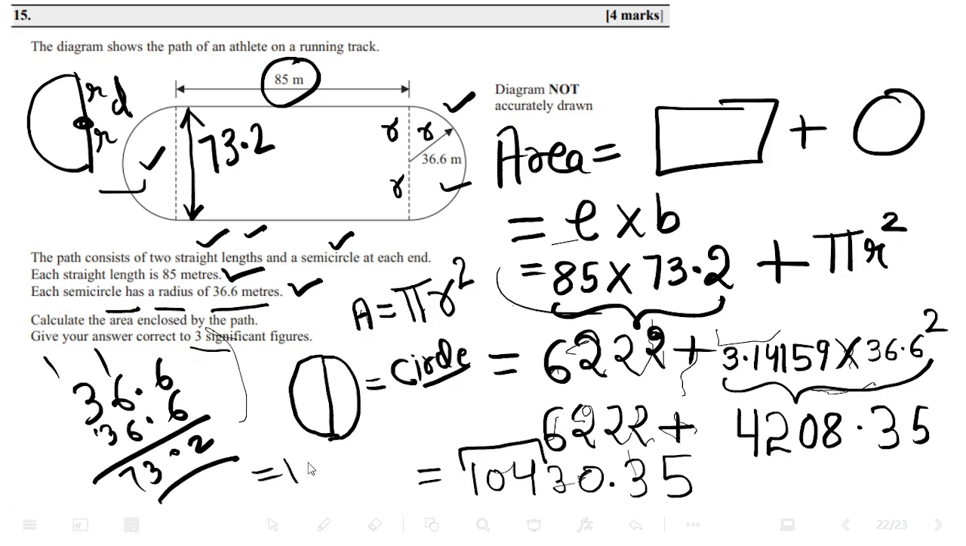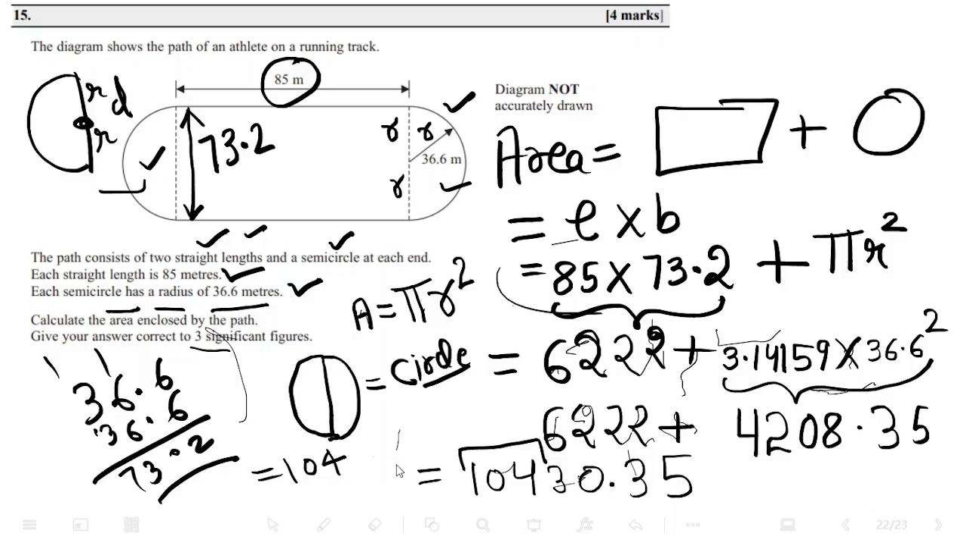Wait, are we on the 15th question already? Yes, yes. Okay, so we will do all the questions. Don't worry. How many questions are there? Only 16 questions. We can complete this in today's session. Okay, we will share.